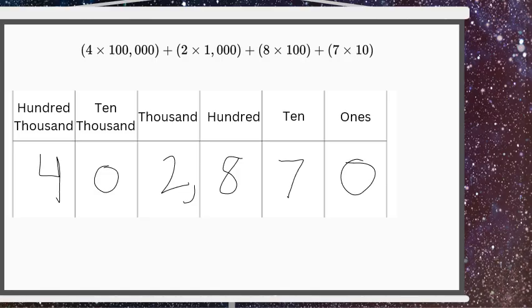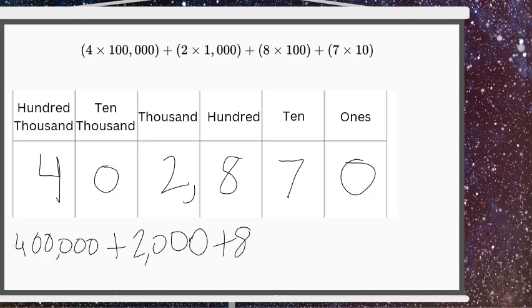Now let's write it in expanded form. Since I have 400,000s, I'm going to put 400,000 plus, I have 2,000, so 2,000 plus 800 plus 70. Since I have no ones and no 10,000s, I don't have to put that in our expanded form or in our expanded notation. Good.